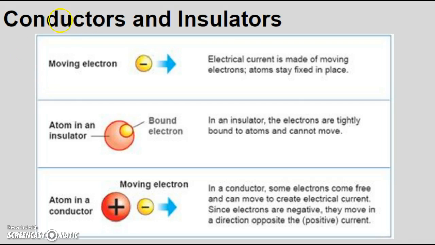So if we look at a picture of conductors and insulators, electric current is made of moving electrons. Atoms stay fixed in place. But an atom in an insulator, essentially the electron is bound. In an insulator, the electrons are tightly bound to atoms and cannot move. Whereas an atom in a conductor here, the electron's free to move. In a conductor, some electrons come free and can move to create electric current. Since electrons are negative, they move in a direction opposite the positive current.